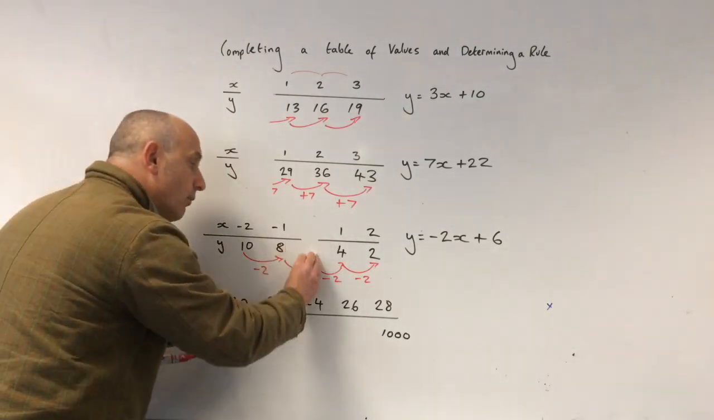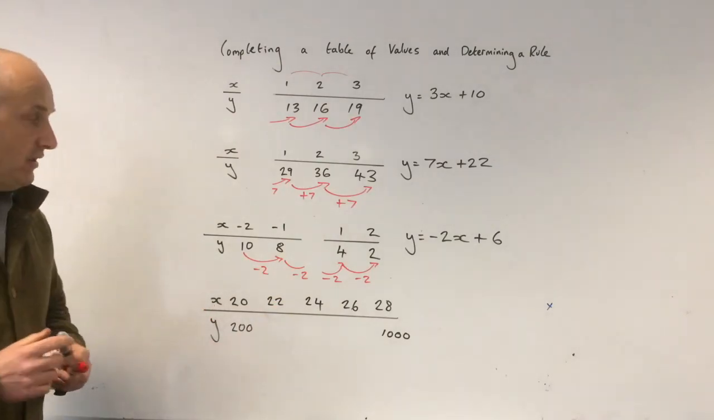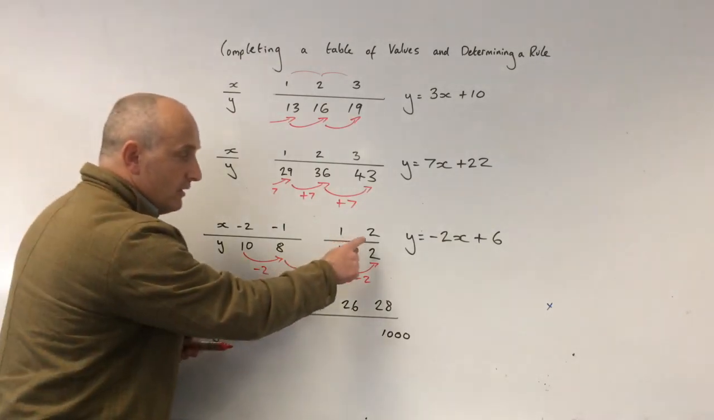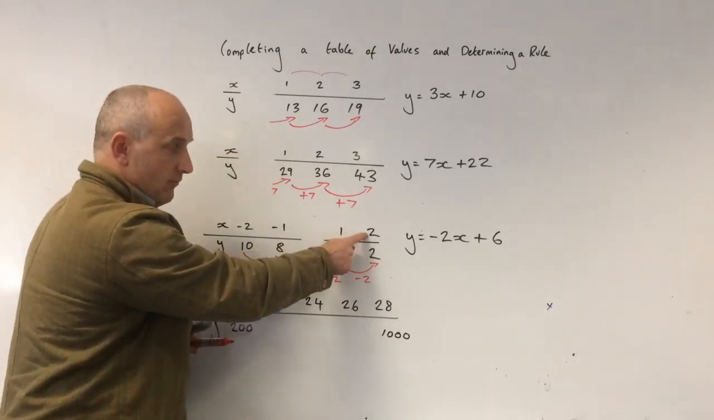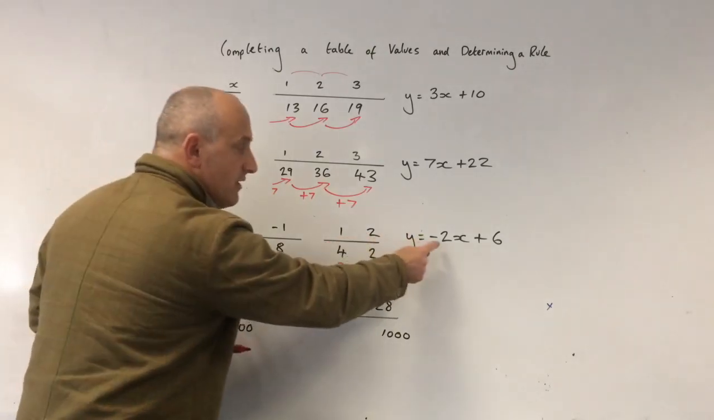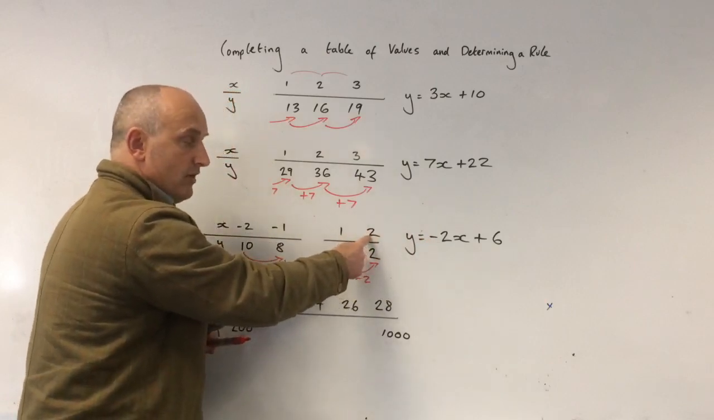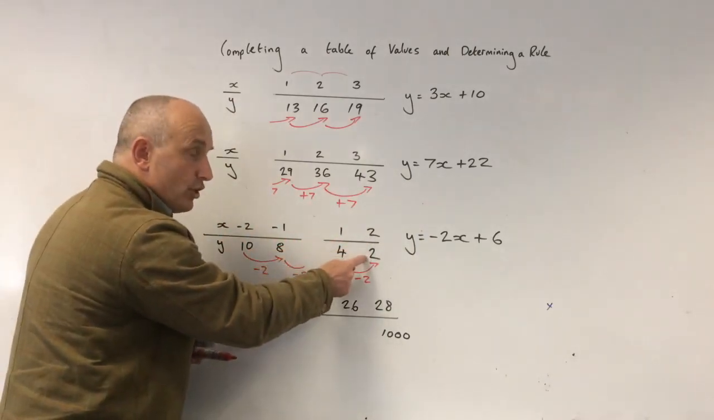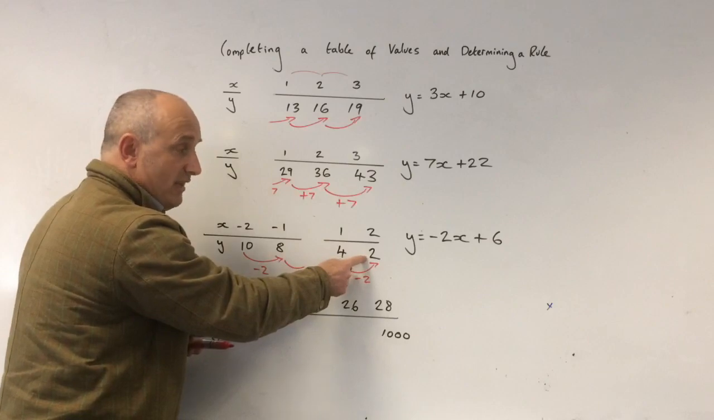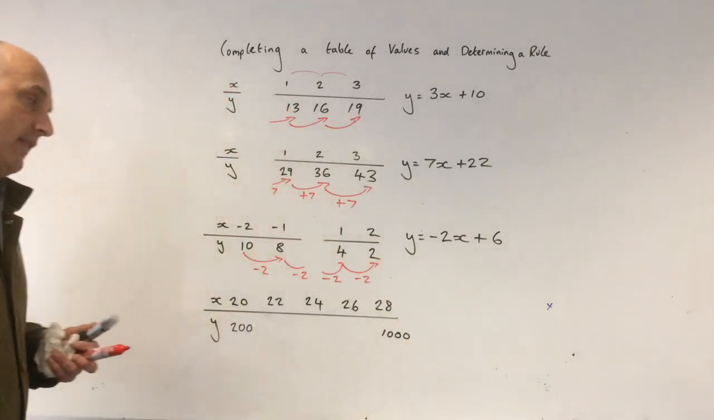But again, what would I do if I couldn't see that? I choose any number here. I'm going to choose this number here. Let me think. Negative 2 times 2 is negative 4. But I need it to equal 2. How far is it from negative 4 to positive 2? I need to add 6 more.